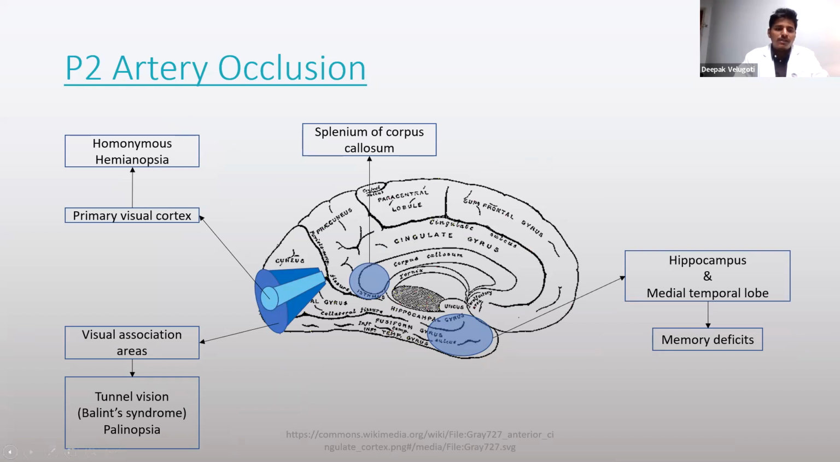In case of visual association area involvement, the patient develops tunnel vision, which is called Balint syndrome, and a distortion of the image, which is described as palinopsia. In the case of hippocampus and medial temporal lobe involvement in the dominant lobe, the patient can have memory deficits. Involvement of the splenium of the corpus callosum can give hemispheric disconnection, and with dominant occipital lobe involvement, the patient can develop alexia without agraphia, and visual agnosia for faces, colors, and objects.